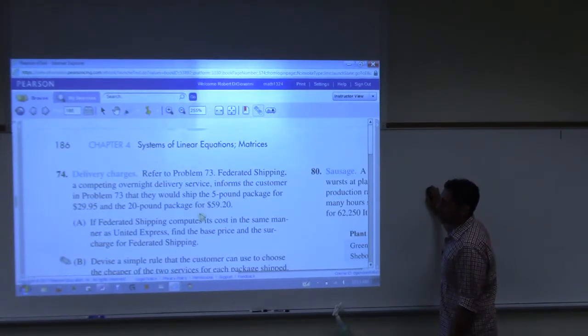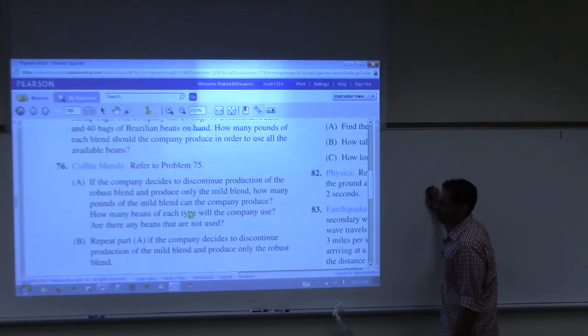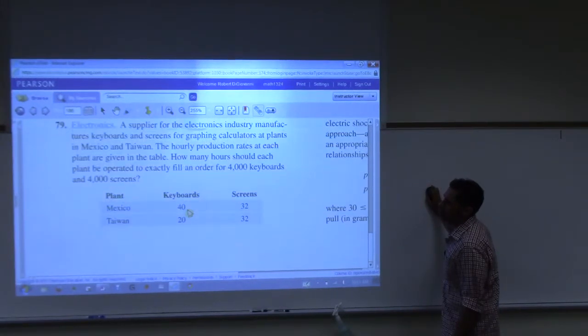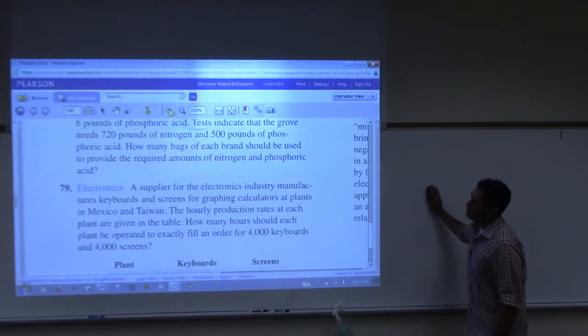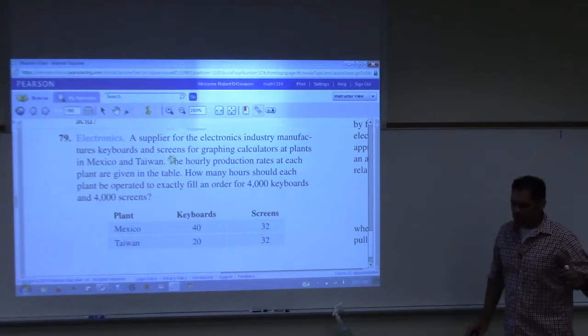I'm sorry? Oh, what was C? Was it graph? Yeah, let's not worry about the graph. 79. Electronics. Keep this a little bigger. What number was the question that we just did? I believe it was 71.